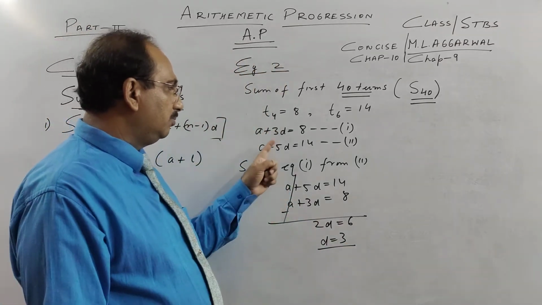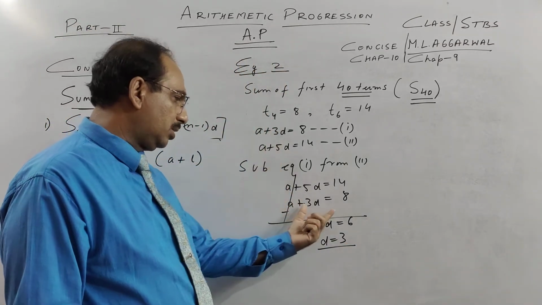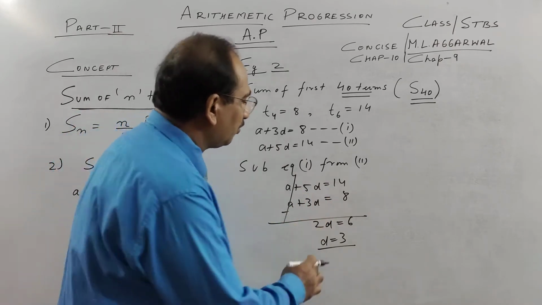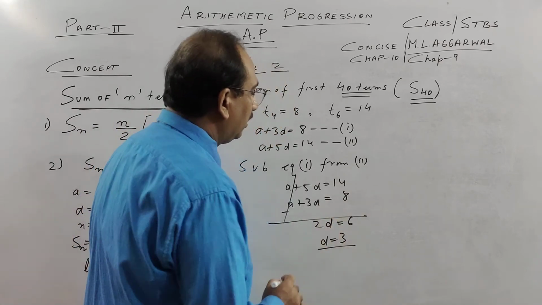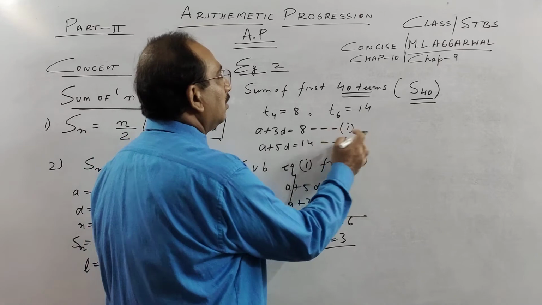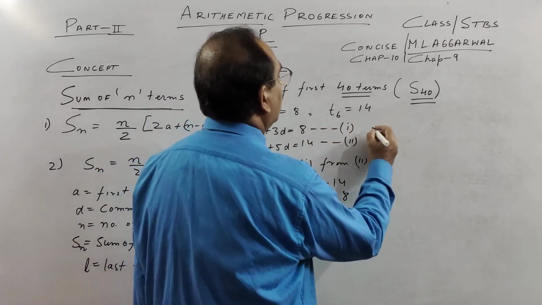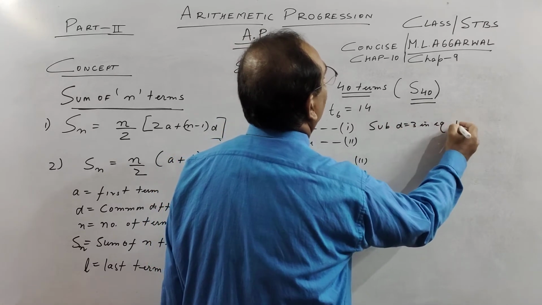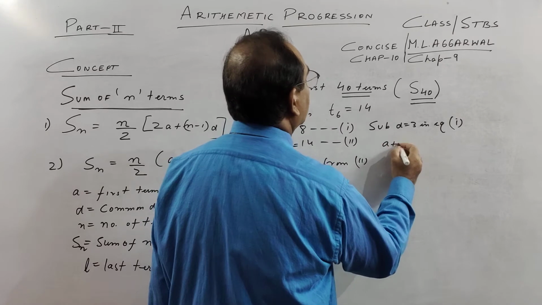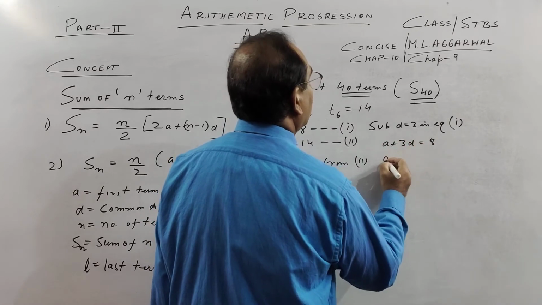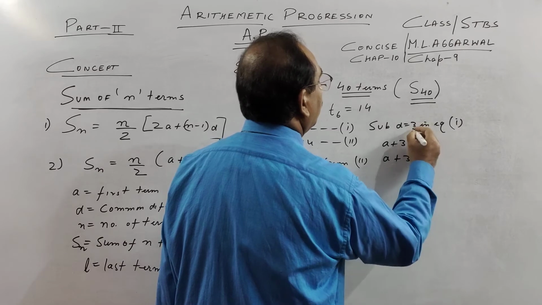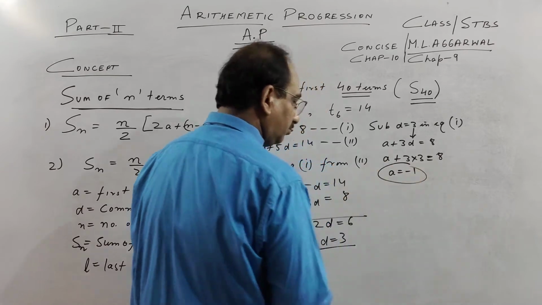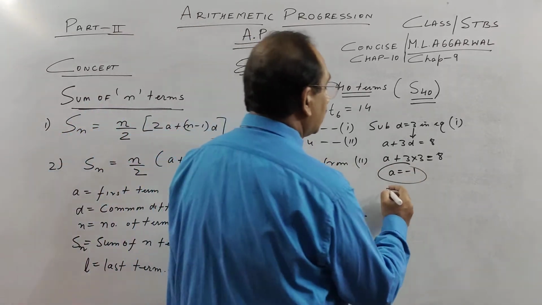So once more, we subtract this from this. You can do the opposite, but generally what I do, the bigger one I keep on top and the smaller one at the bottom, because we don't want the first term to be negative, children. So we get the common difference d is 3. Now in any of these equations we will put the value of d to get a. Substituting d equal to 3 in equation 1, which is smaller, children: a plus 3d is 8, a plus 3 into 3 is equal to 8, so a is minus 1.